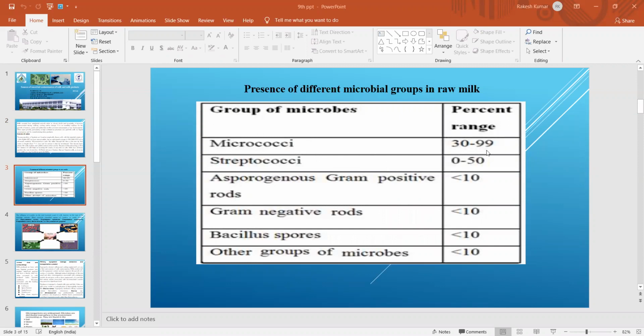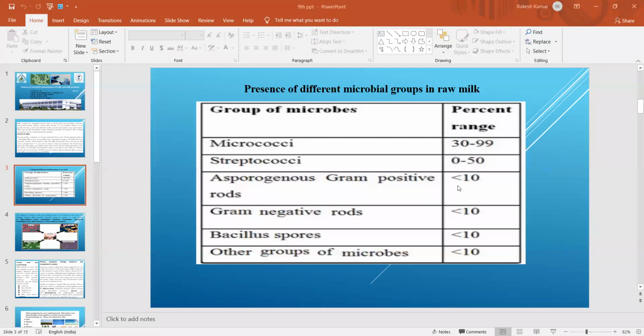In percentage, micrococci is from 30 to 99%, streptococci is 0 to 50%, asporogenous gram-positive rods is less than 10%, then gram-negative rods is less than 10%, Bacillus spores is less than 10%, other groups of microbes are less than 10%. So these are the bacterial types which are present in your raw milk.